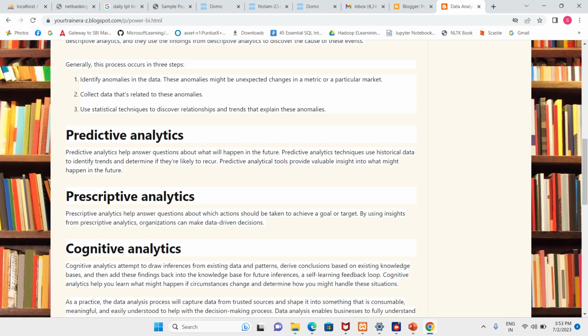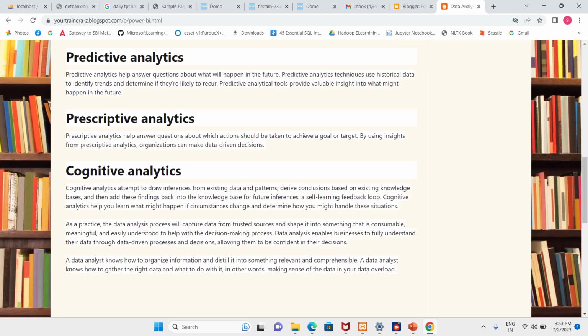Prescriptive analytics help answer the question about which actions should be taken to achieve a goal or target. Very simple, after analyzing the data, after seeing the data, we decide what action we can take in the future based on my data, so this kind of analytics is called prescriptive analytics. And based on prescriptive analytics, an organization can make data driven decisions. And last is cognitive analytics. So let's see what is this.